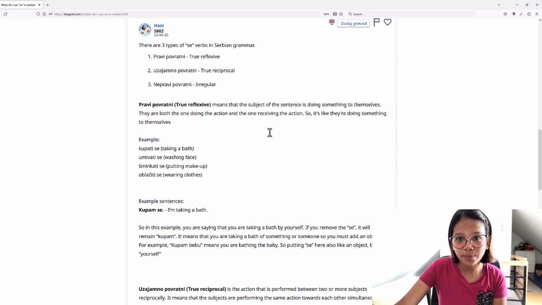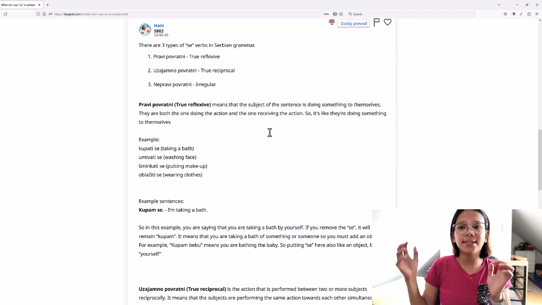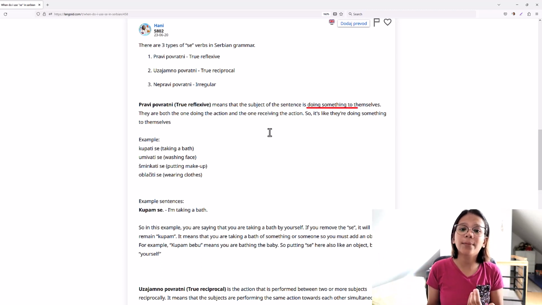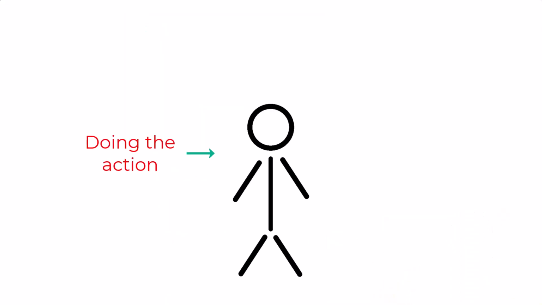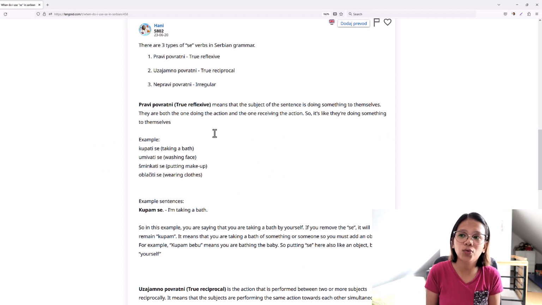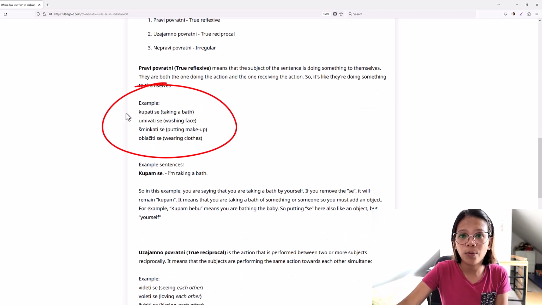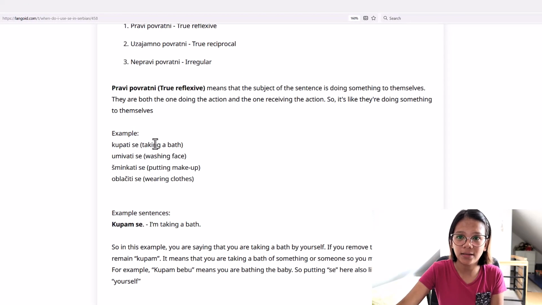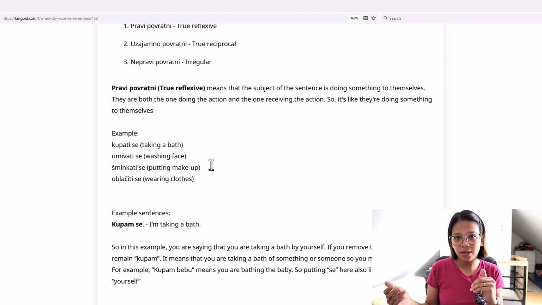The meaning of pravi povratni is that the subject of the sentence is doing something to themselves. They are both the one doing the action and the one receiving the action. So it's like they're doing something to themselves. So I put example words here. Kupati se, taking a bath. Umivati se, washing face. Šminkati se, putting on makeup. Oblačiti se, wearing clothes.